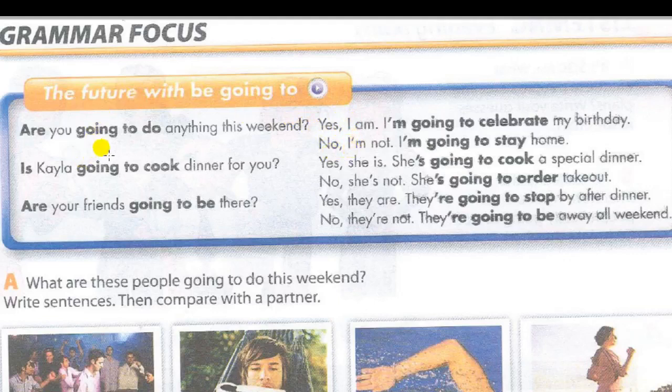Example. Are you gonna watch TV? Yes, I am. Are Ahmed and Ibrahim gonna do their homeworks? Yes, they are. Are Muhammad and Ali gonna do their homeworks? No, they're not. No, they aren't.